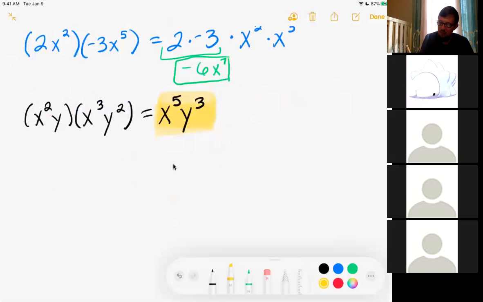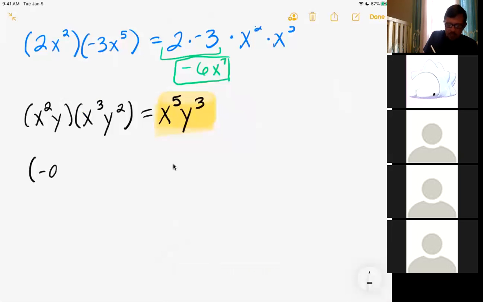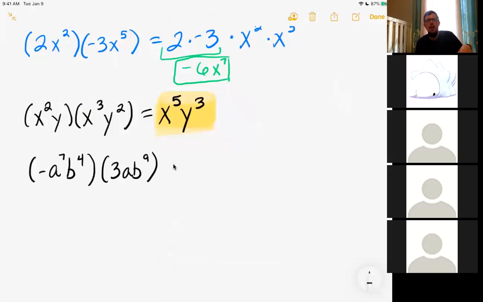Works with negatives. Negatives mess you up. Don't let negatives come between you and your friends. So that negative is really a -1. I'm doing -1 times 3, which is what? -3. Yeah, -3.